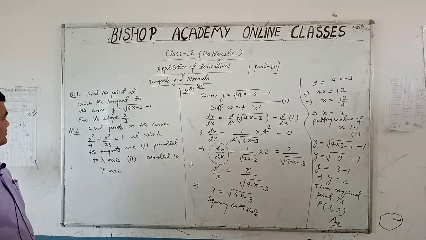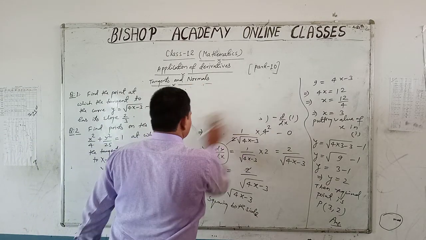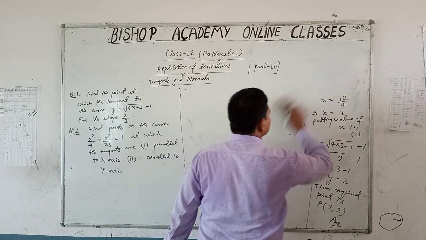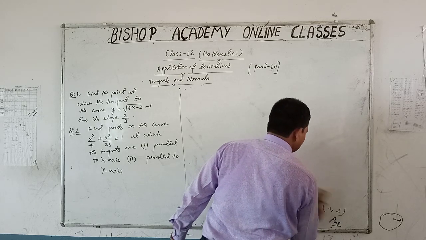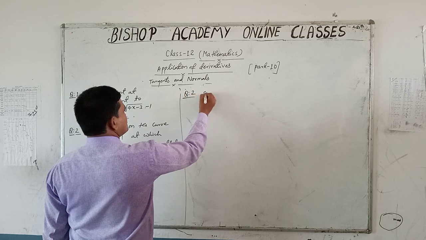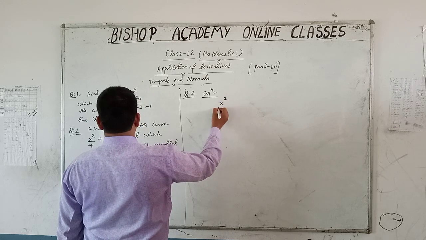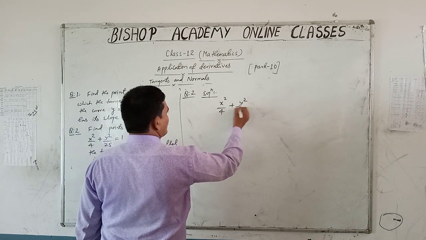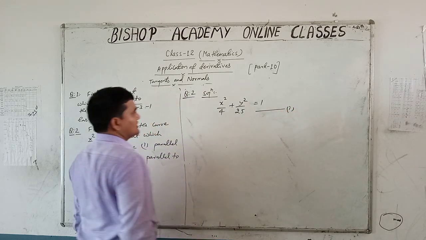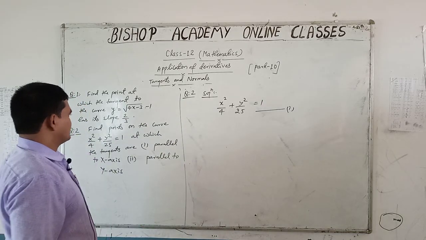Now students, we will solve question number 2. In question number 2, it is given x square by 4 plus y square by 25 equal to 1. Let this be equation number first. This equation represents the equation of the curve.